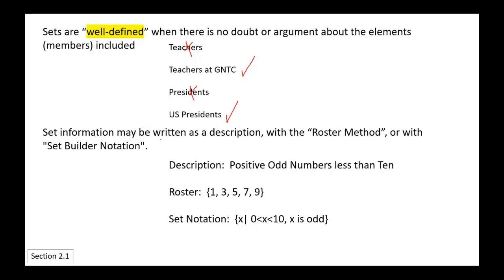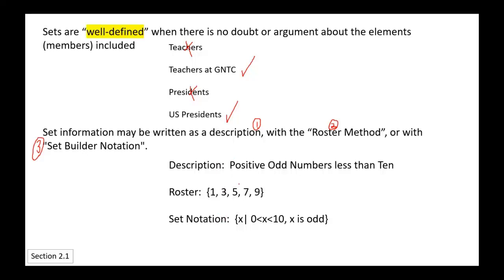Now, when you look at sets, even ones that are well-defined, they may be written as a description or with the roster method. So this is method 1, description. The roster method is the second one, or with set builder notation. So there are 3 ways we can write that. All 3 of these ways are illustrated here below with the same set.